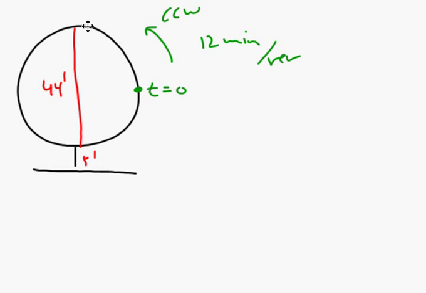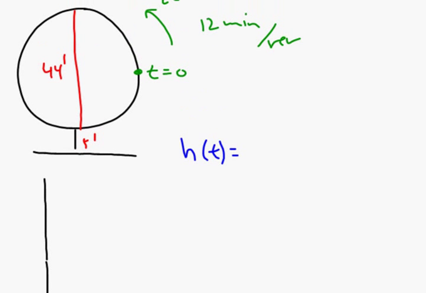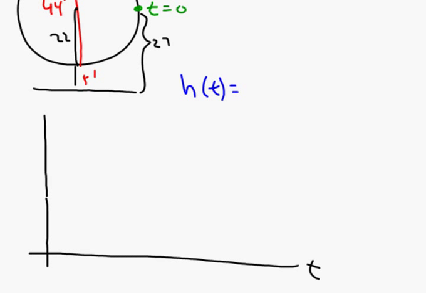The goal here is to find an equation h of t, which represents the height of this Ferris wheel. My advice is to draw a picture of what this graph looks like first, and then try to find the equation. So if we draw little axes here and mark off time, we can see right away that at time t equals 0, this height would be 5 feet plus the radius of the circle, which is 22. So this height is 27. That'll be your first point on our graph.